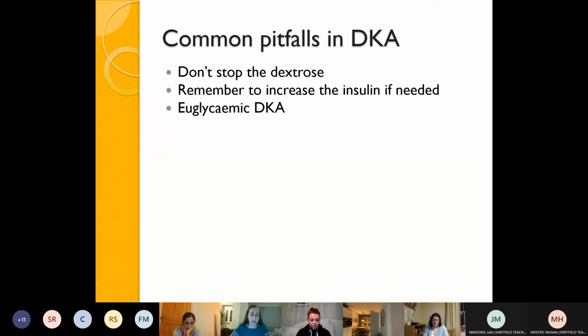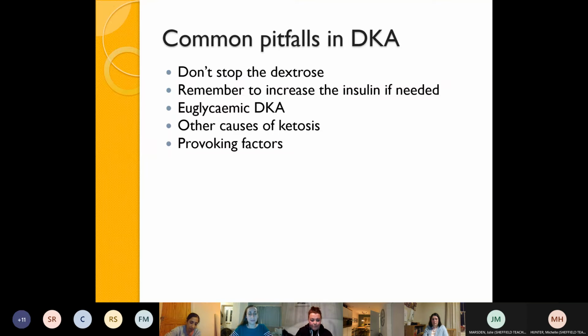Euglycemic DKA, be aware that it exists. Other causes of ketosis: diabetes isn't the only cause of ketosis. It can be alcoholic ketosis, starvation ketosis. So if you see someone that doesn't look particularly unwell and you're not quite sure what's going on, you can just have these things in the back of your mind. Remember to try and figure out why they've gone into DKA. In some people it's really obvious they've just not been taking their insulin, but in other patients, especially those in hospital who shouldn't have been omitting their insulin, we just need to look if there's something underlying this that we need to look into.